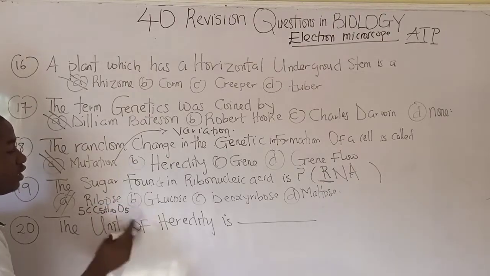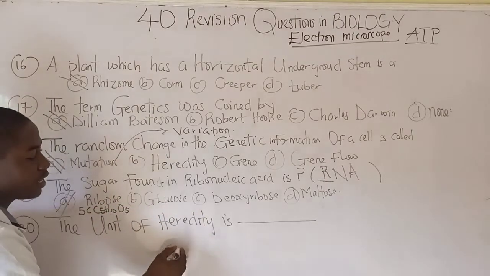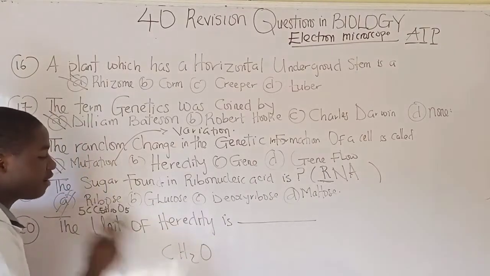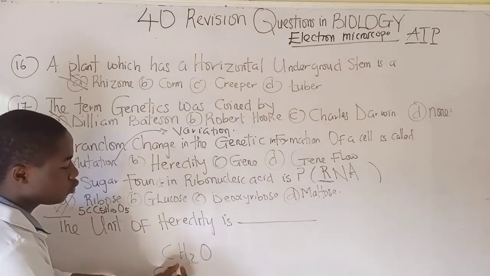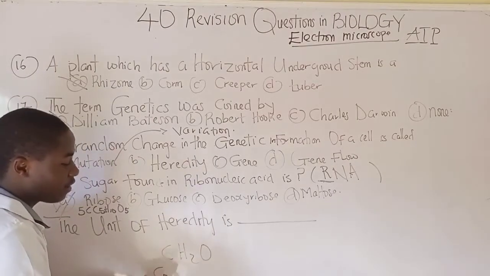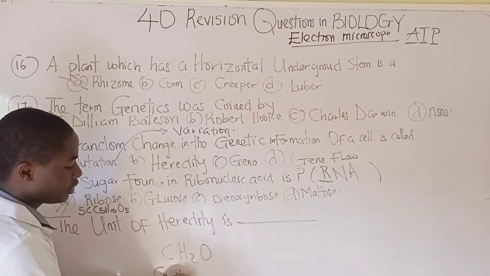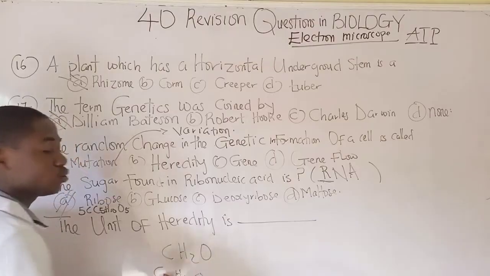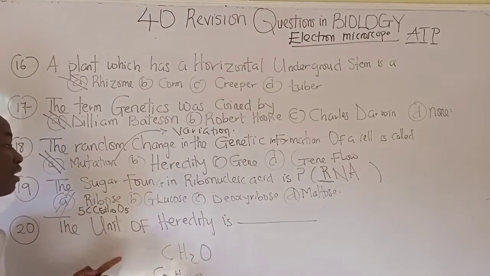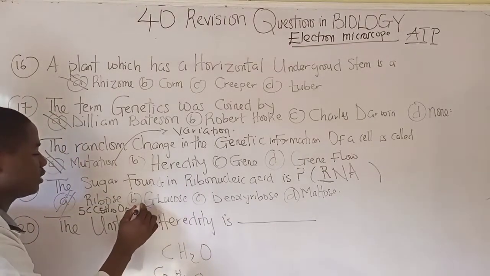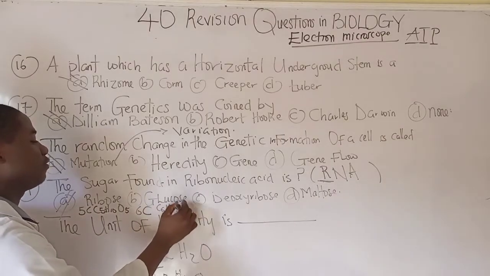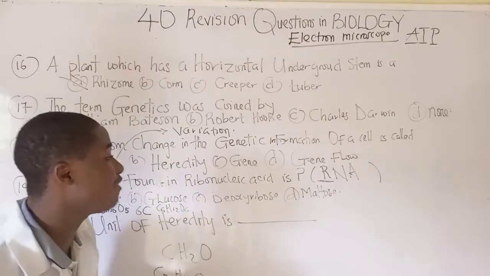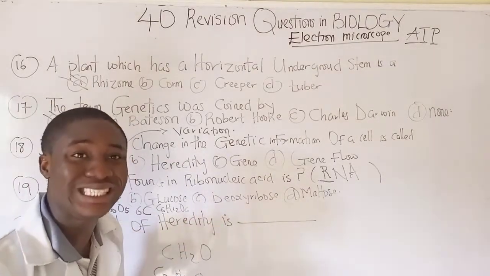C5H10O5, because the simplest general formula for carbohydrates is CH2O. So when this is a 5-carbon sugar, definitely it has 5 carbons. So here the hydrogen becomes 10 because 5 times 2 is 10, and oxygen, which is 1, still bears this 5. So that's the chemical formula for a 5-carbon sugar. Glucose is a 6-carbon sugar, which is C6H12O6. Deoxyribose is a 5-carbon sugar, but it is not found in RNA but rather in DNA.